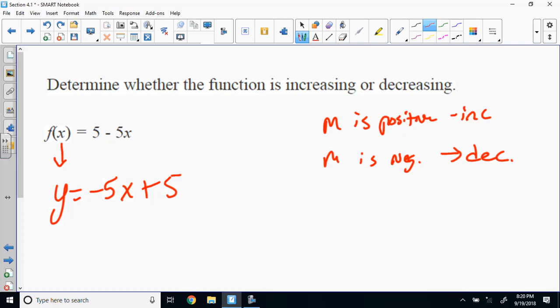Slope intercept form. I made f of x be who? Y, right? Because our mind's so trained, y equals mx plus b. And then I took that slope, put it to the front. So it's a negative slope. So is it increasing or decreasing? That's exactly right. Good job. It is, ladies and gentlemen, decreasing.